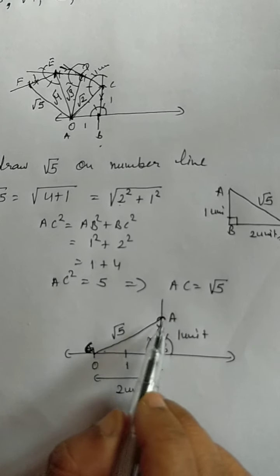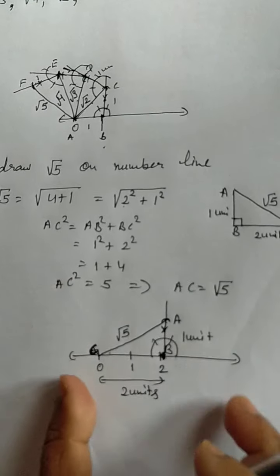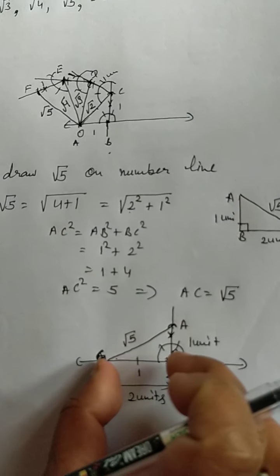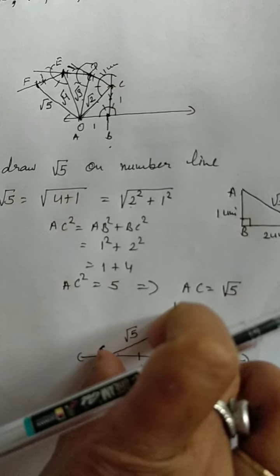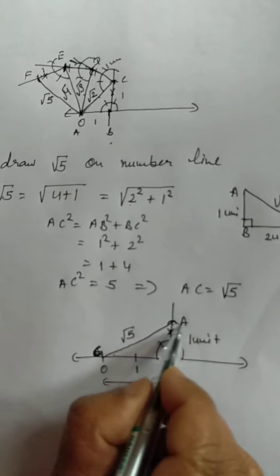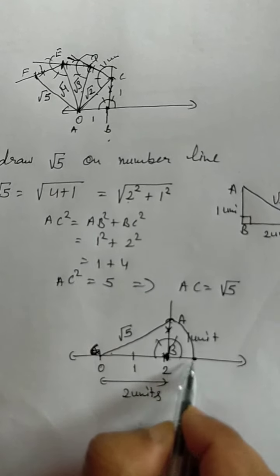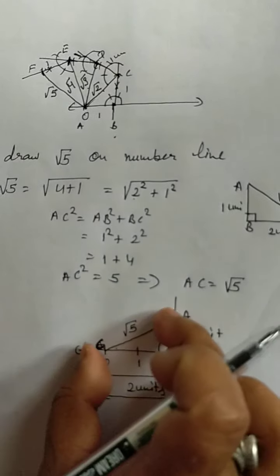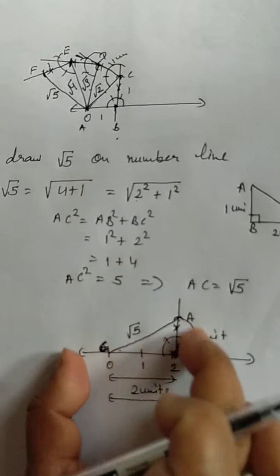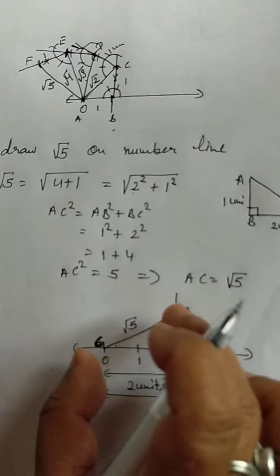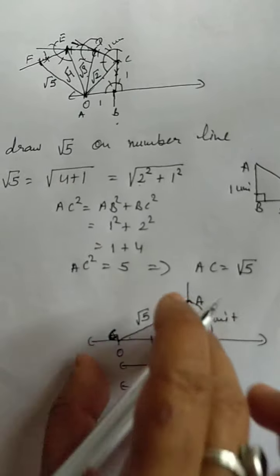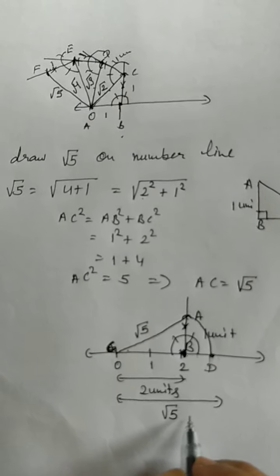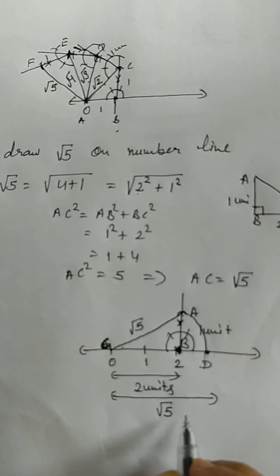Again you have to draw it on the number line. On the number line you have to represent it. You take the help of compass, put your compass at C, open up to A and draw an arc like this with the help of compass. Suppose this point is D. Now the distance from C to D, because these are the radii of the same arc, CD will be equal to AC, it will be square root 5. So this is the representation of square root 5 on the number line.